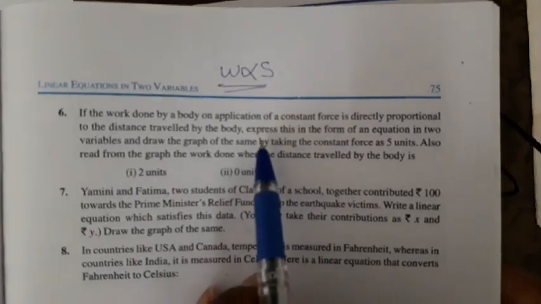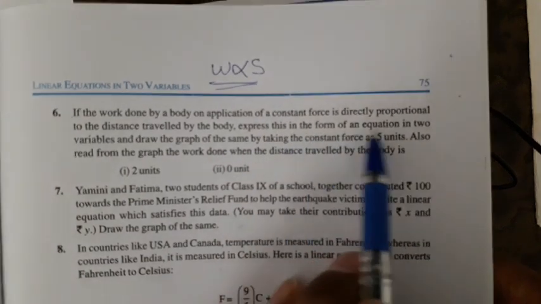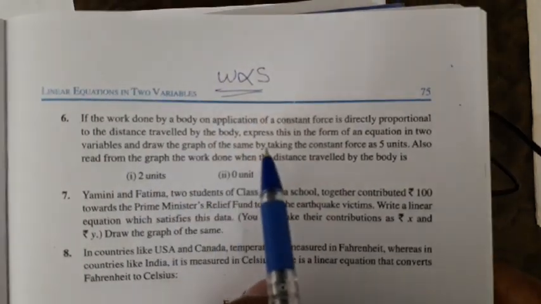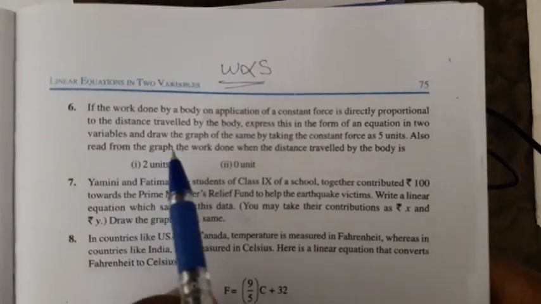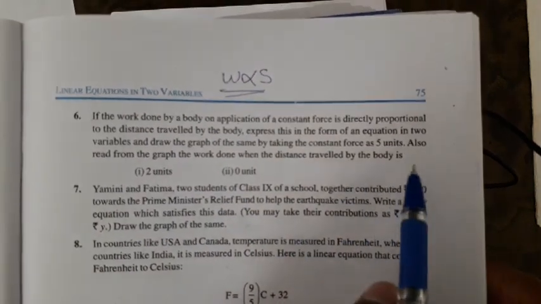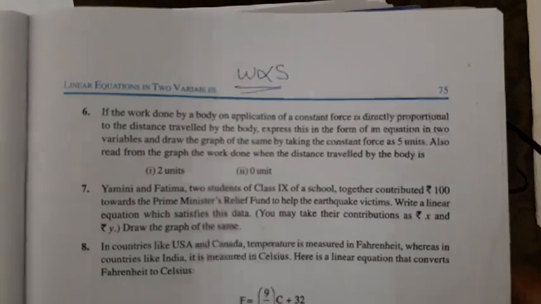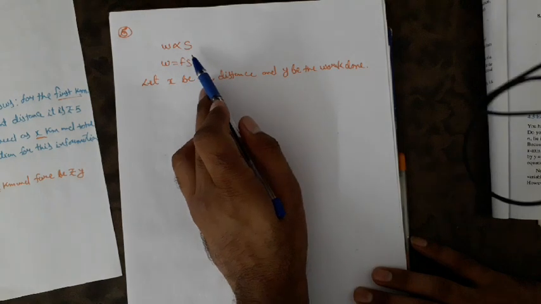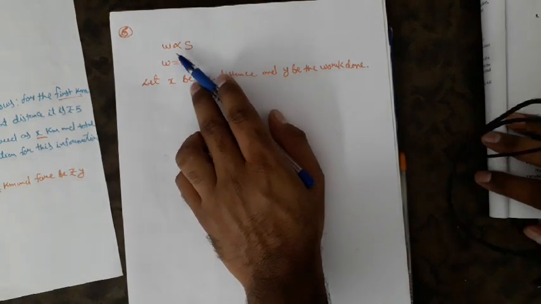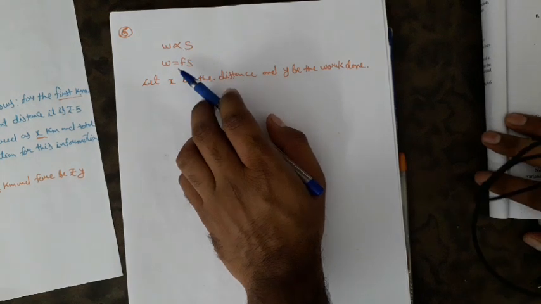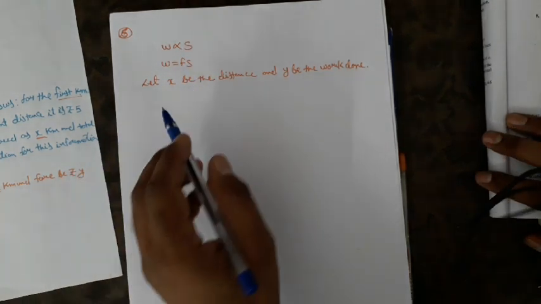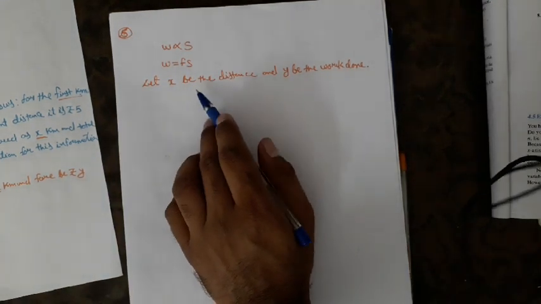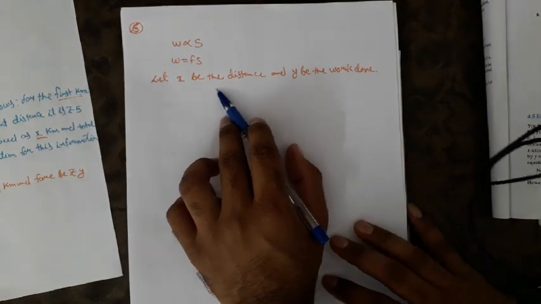Let us see further: express this in the form of an equation in two variables, and draw the graph of the same by taking the constant force as 5 units, and also read from the graph the work done when the distance traveled by the body is 2 units and 0 units. By the statement we can write W is directly proportional to the distance. When I remove the proportional sign, I have to write a constant, so W equals Fs. One more thing: in this question we suppose that x is the distance and y is the work done.